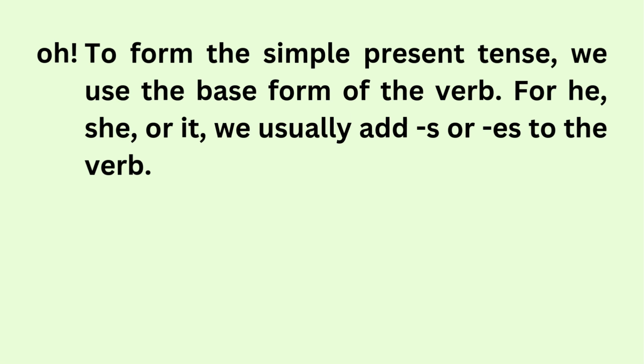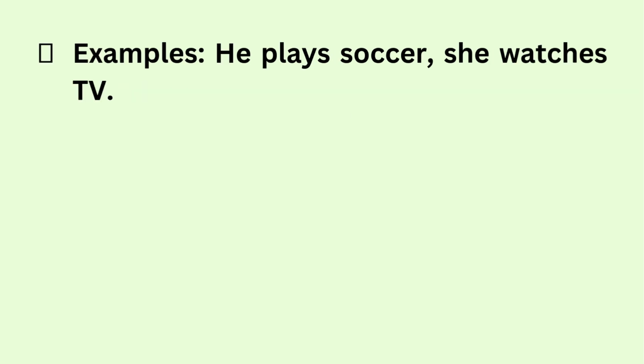For he, she, or it, we usually add -s or -es to the verb. Examples: he plays soccer, she watches TV.